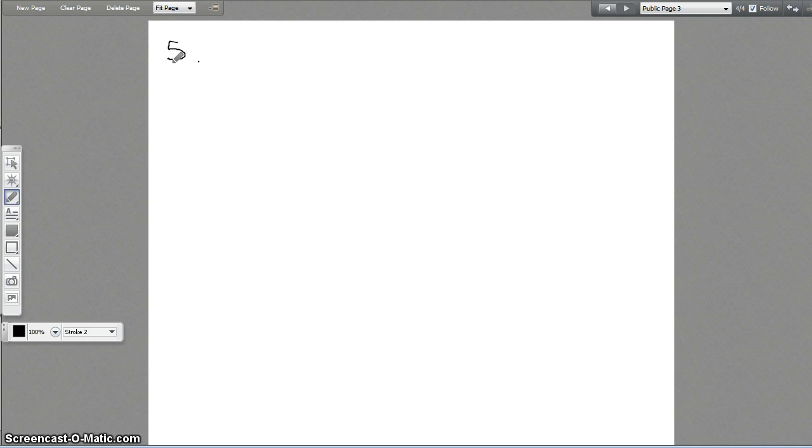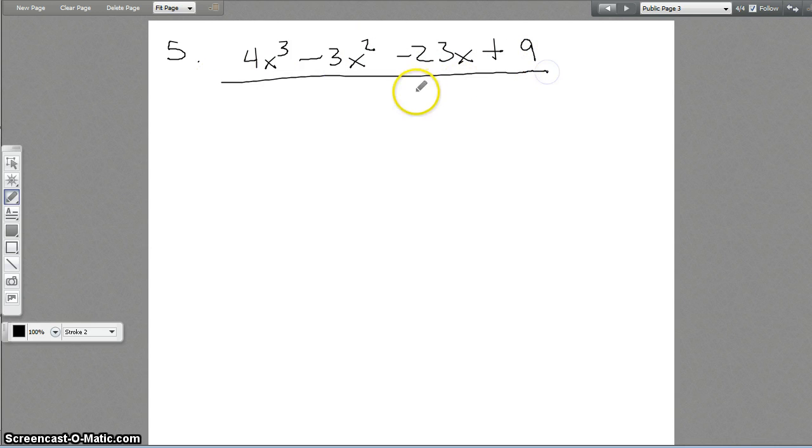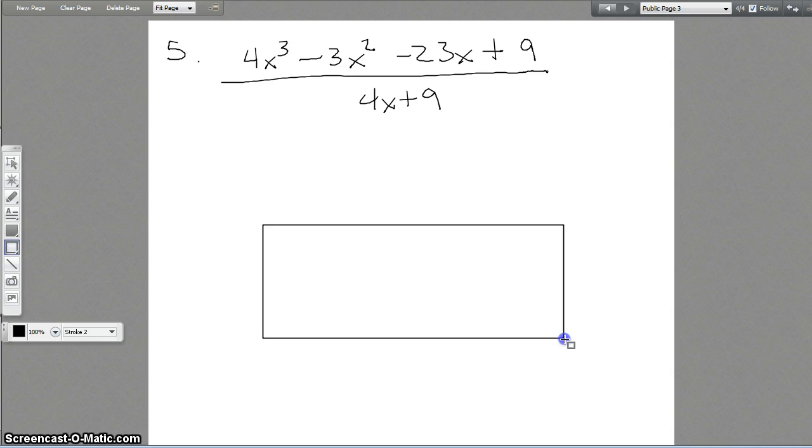And it says find the quotient by drawing a diagram like those in exercise 3. So it gives you a problem like this: 4x cubed minus 3x squared minus 23x plus 9. And this is being divided by 4x plus 9. Now it said to draw a box diagram, so we're going to go ahead and draw a box diagram. I'm not sure how big to make this, so I'm going to make it fairly big.